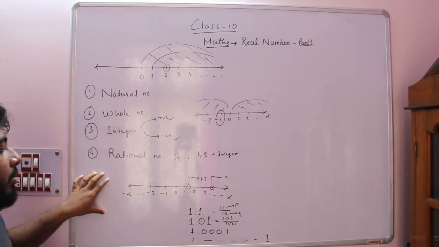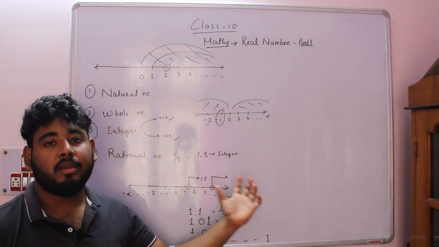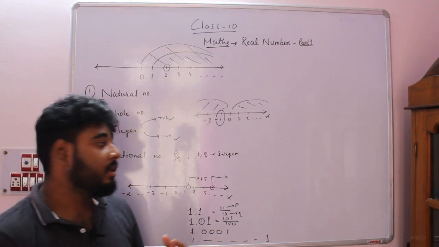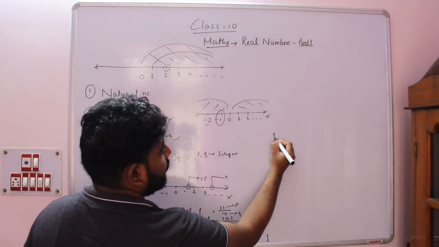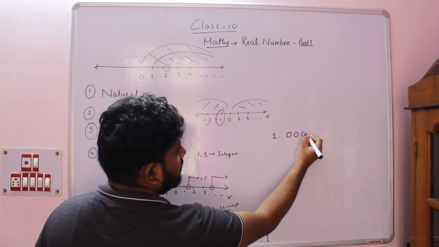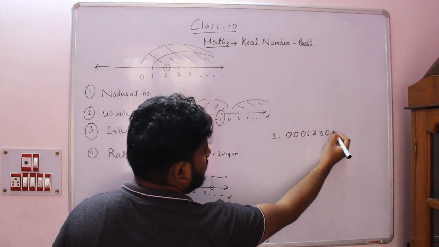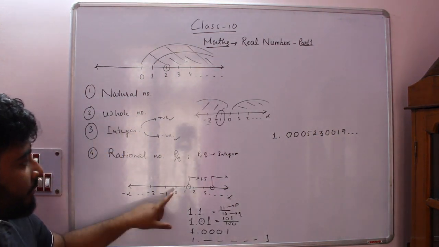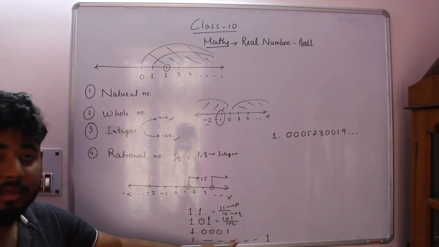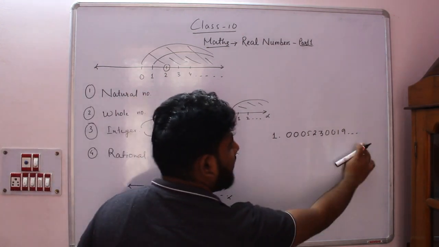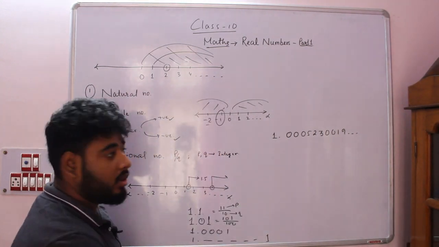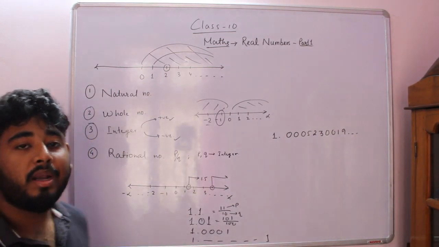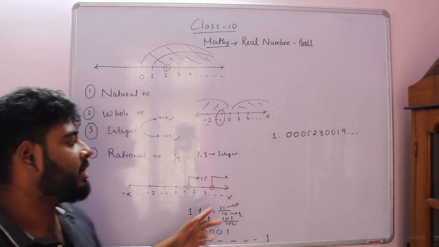There are some numbers which are on the number line but are not rational numbers. Suppose you consider a number like 1.000523001 and so on. Here the digits are not ending, they go on. If you do not know the end digit, and looking at the pattern you cannot tell what the next number is, such numbers are called irrational numbers, right?